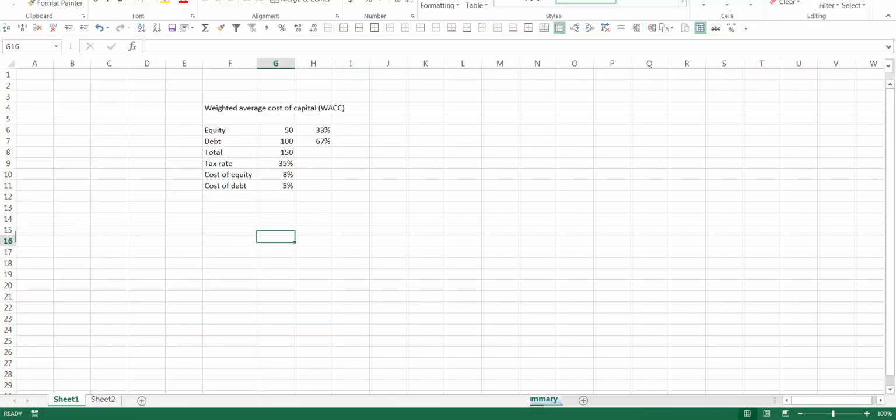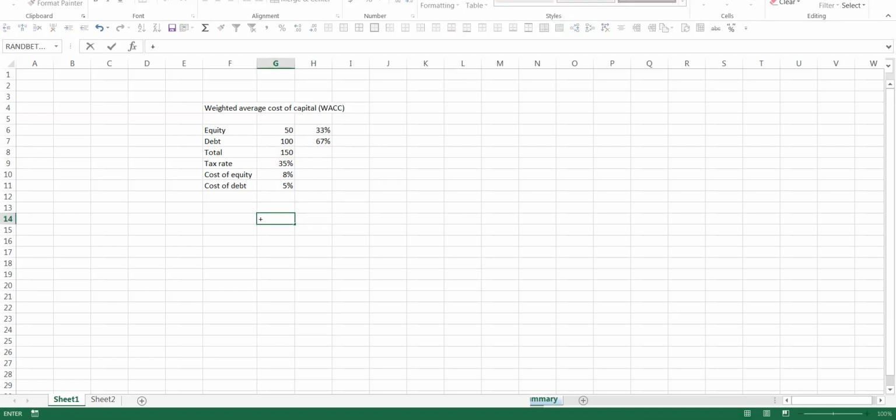Okay, so for the WACC, here's what we've got to do. I'm making some assumptions. This is an example. Let's say we've got 50 million in equity, 100 million in debt. The tax rate is 35%, cost of equity is 8%, cost of debt is 5%. So I want to get the weight of the equity, which is 33%, and the debt is 67%.